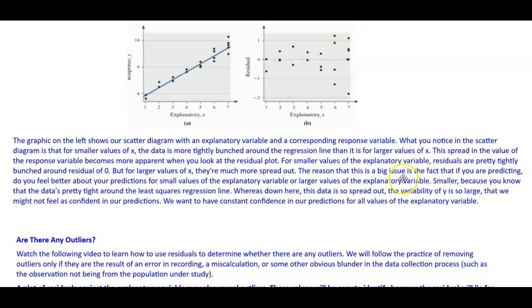The reason that this is a big issue is the fact that if you are predicting, do you feel better about your predictions for small values of the explanatory variable or larger values of the explanatory variable? Smaller, because you know that the data is pretty tight around the least squares regression line. Whereas over here on the right, the data is so spread out. So the variability of y is so large that we might not feel as confident in our predictions. We want to have constant confidence in our predictions for all values of the explanatory variable.